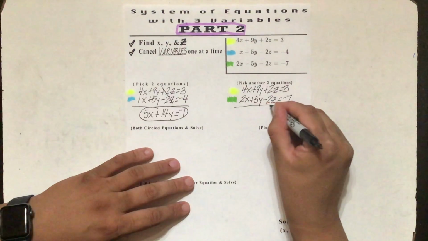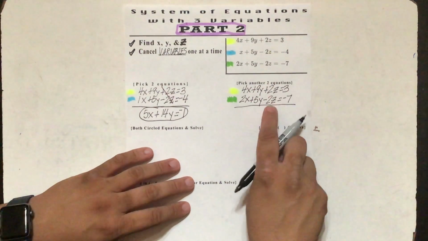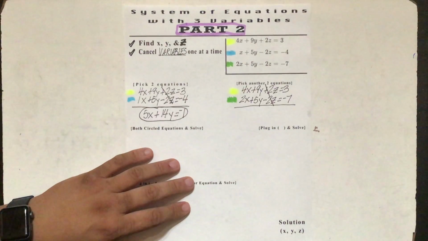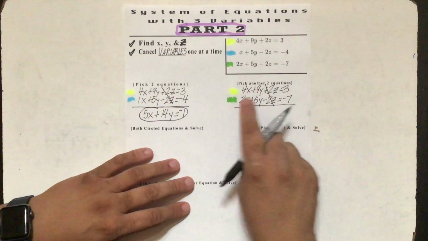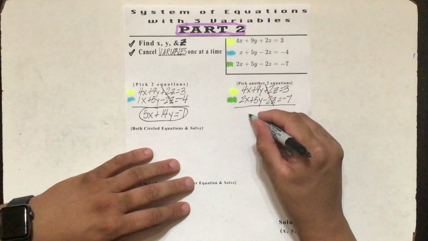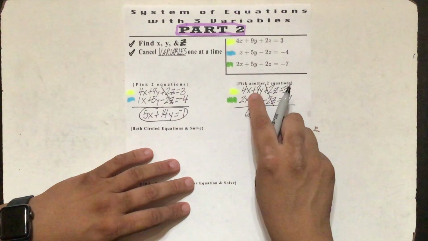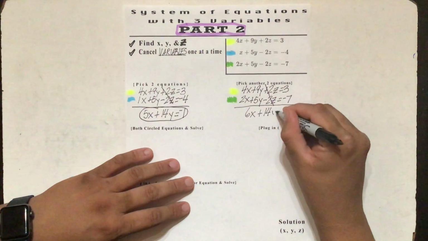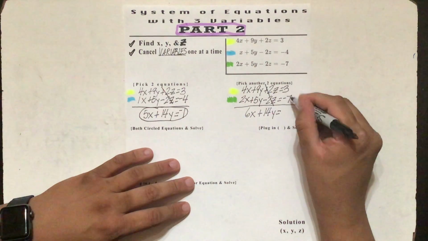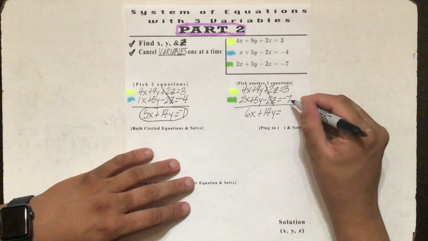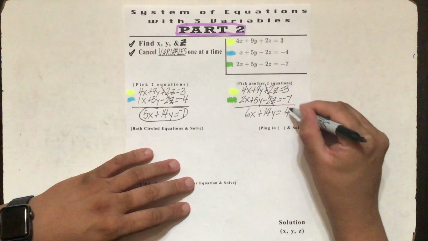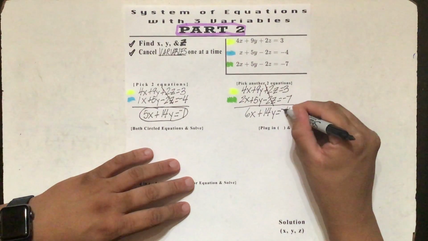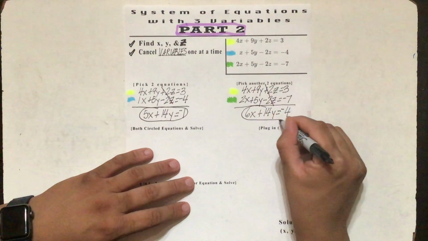So again, I draw my line here and I know that my z's, positive 2z and negative 2z, cancel each other out. So I'm left with a positive 4x and a positive 2x is 6x. A positive 9y and a positive 5y is positive 14y is equal to a positive 3 and a negative 7, which are not the same sign, so I have to subtract. 7 minus 3 is 4, and 7 is bigger and it's a negative, so the answer is negative as well. So there's my second circled equation, right?